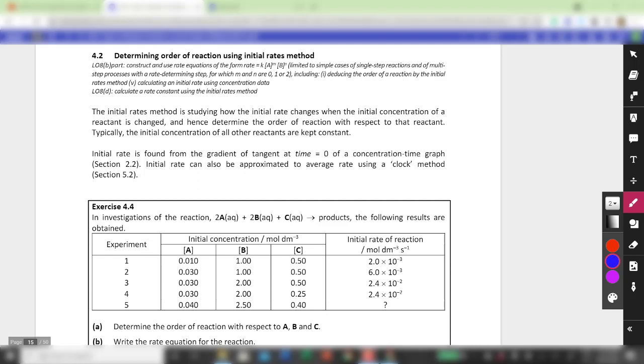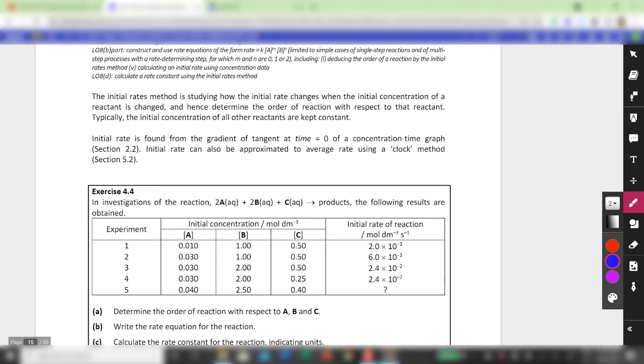Okay, students, we will continue from where we left off previously from our first recording of the lecture. We'll be looking at section 4.2, where I think the title is to determine the order of reaction using the initial rates method. This particular initial rate method studies how the initial rate will change when you vary the initial concentration of the reactant.